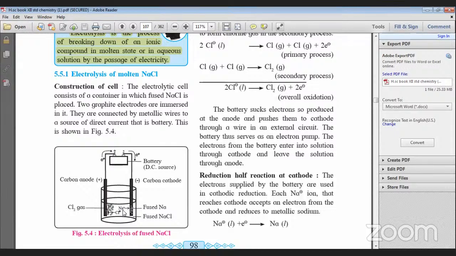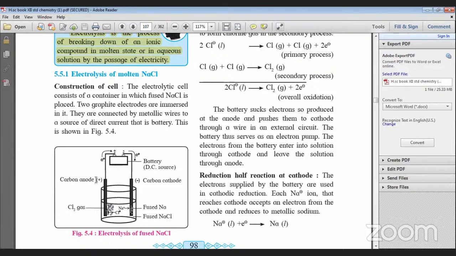So we will take fused NaCl, and the electrodes immersed in it are two graphite electrodes. So in the electrolysis of fused NaCl, we use graphite electrodes. One is acting as a cathode, the other one is acting as an anode.